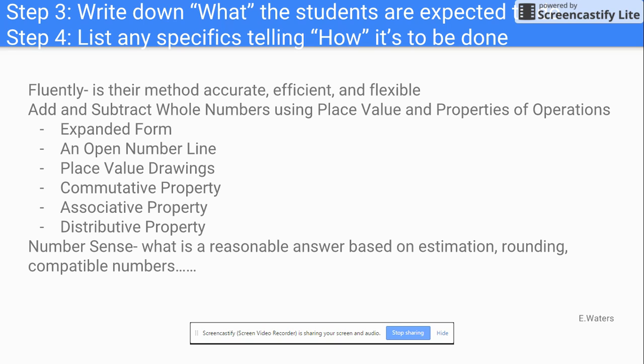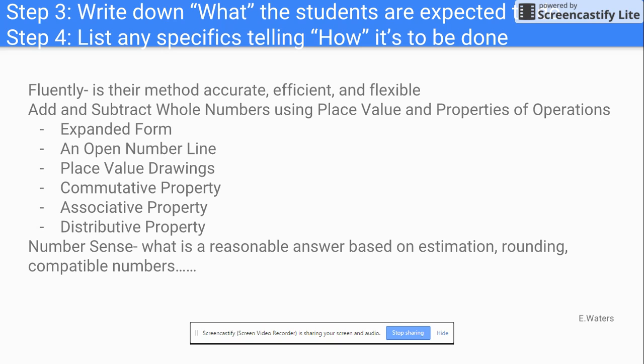When I think of number sense, I'm thinking whether or not they have a reasonable answer based on whether they used estimation, rounding, or compatible numbers. I'm thinking a student's fluent if they have an accurate method that's efficient and flexible.